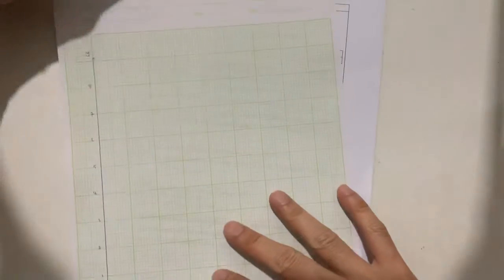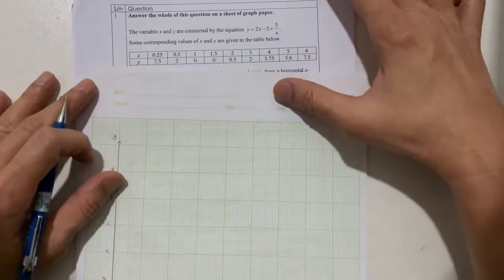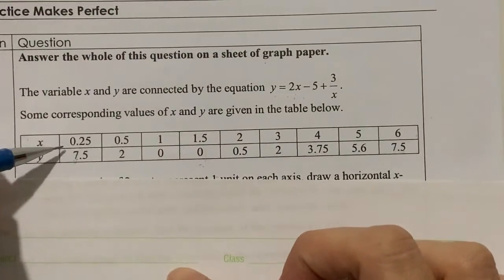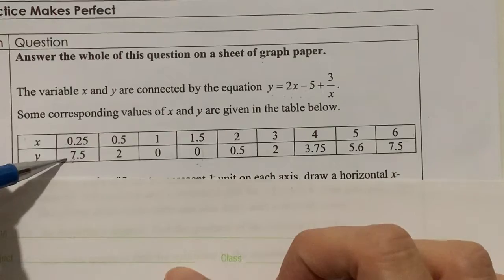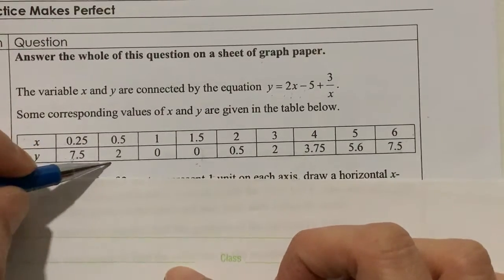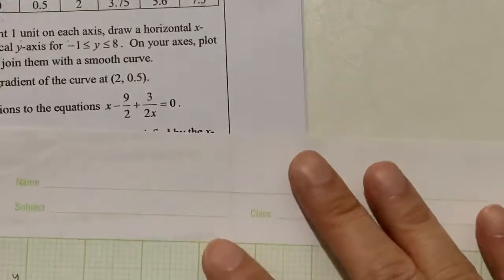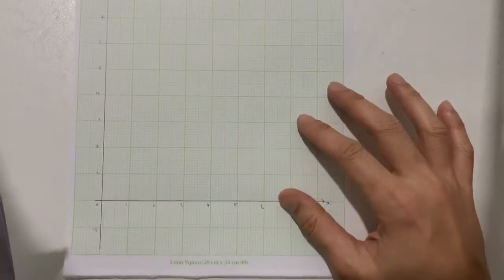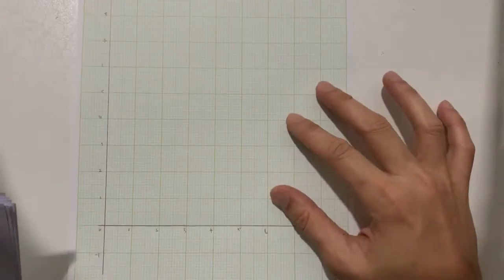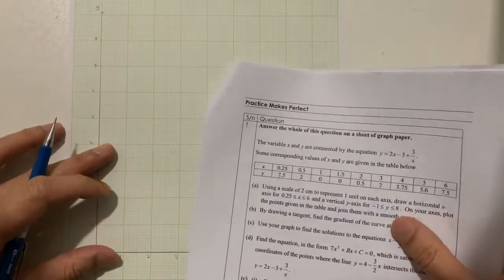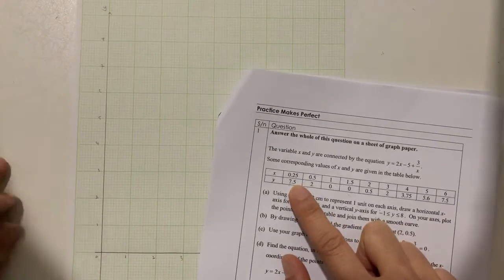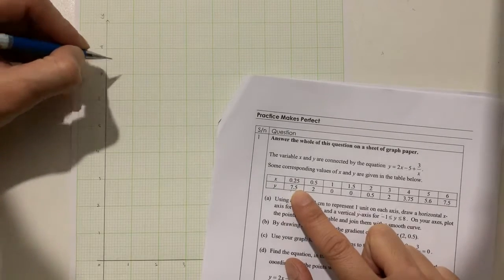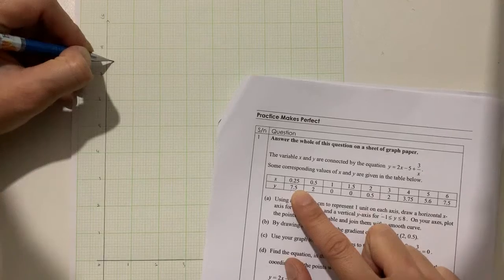Then we will plot the points here. These are the points that we have. The first point will be 0.25, 7.5, the second point 0.5, 2, and so on. We are going to use this table of values to find the points and put a dot and a cross when we find them. The first one is 0.25 and 7.5. So somewhere 0.25 here, and then you have 7.5. That's the first point.